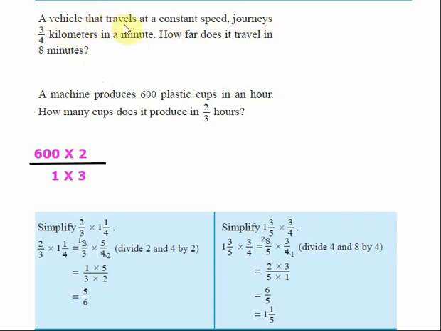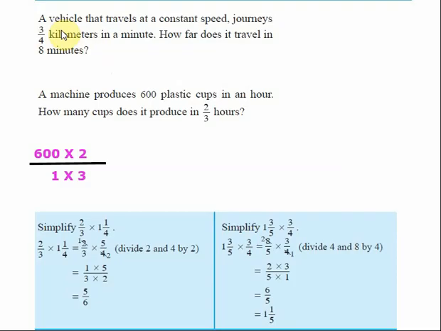A vehicle that travels at a constant speed journeys 3/4 kilometers in a minute. Right here, minute is there. Minute this much, then 8 minutes. So if you know the value for 1, you can find out for any number. So you multiply this by 8. I need not simplify, it's a very simple thing. 3/4 multiplied by 8 means underneath you get 1, so 1/8.